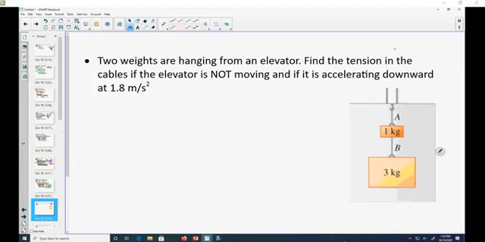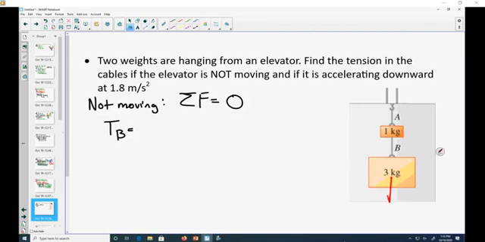Alright everyone, so here in this problem we want to find the tension in the cables when the elevator is not moving and when it's accelerating downward at 1.8 meters per second squared. So if we start off by just looking at when it's not moving, we know that the acceleration would be equal to 0, so the net force would be equal to 0, so it would be in equilibrium if it's not moving.